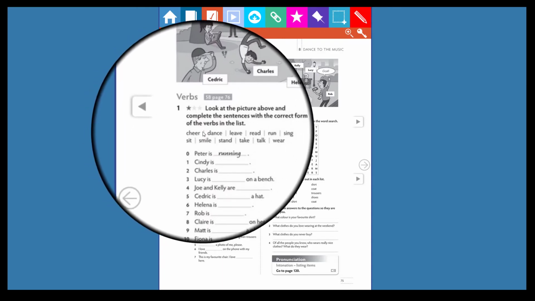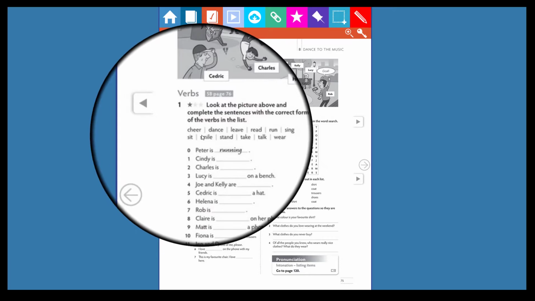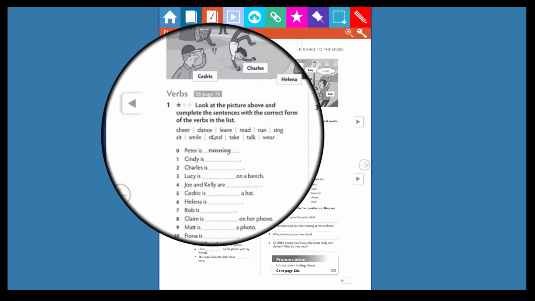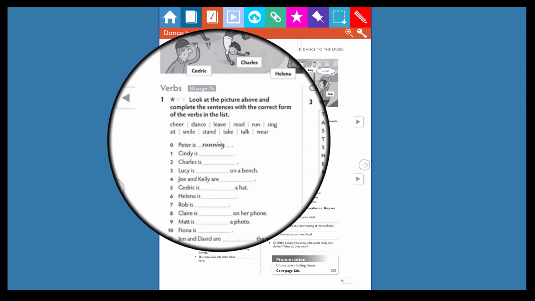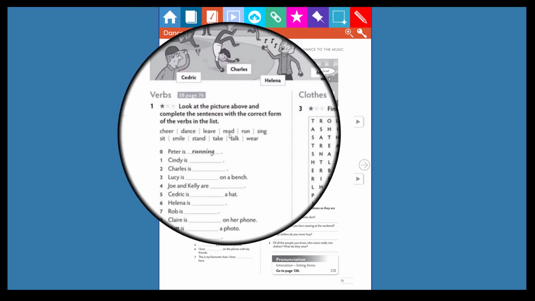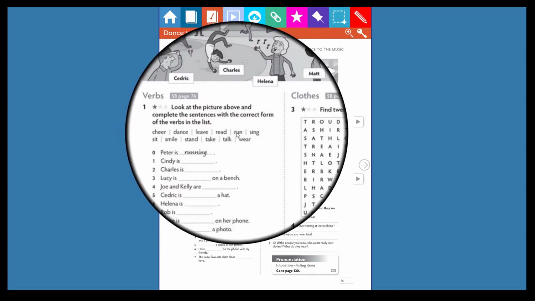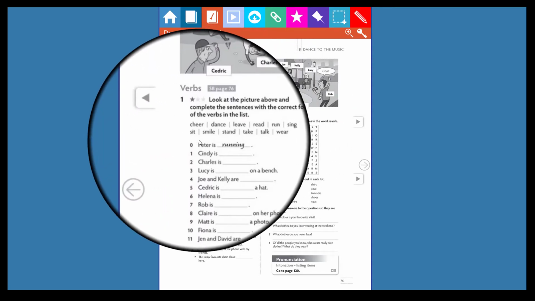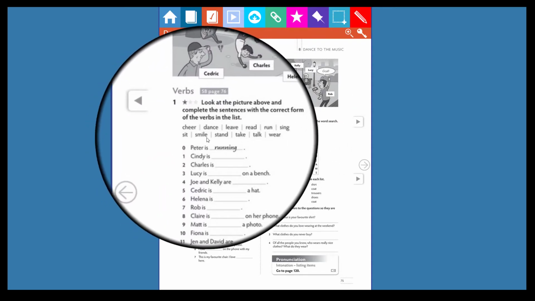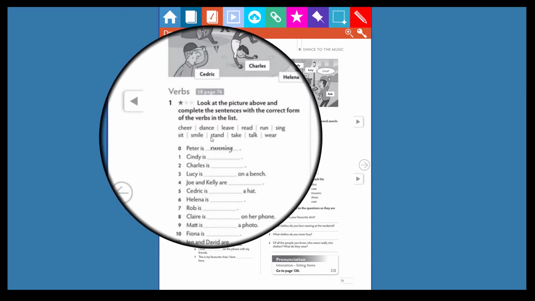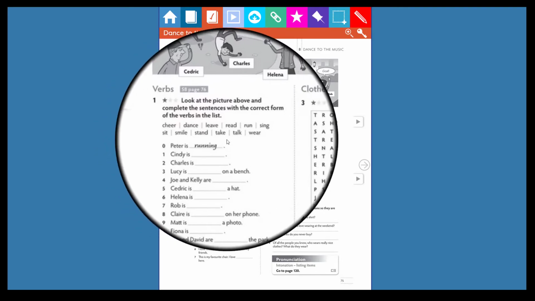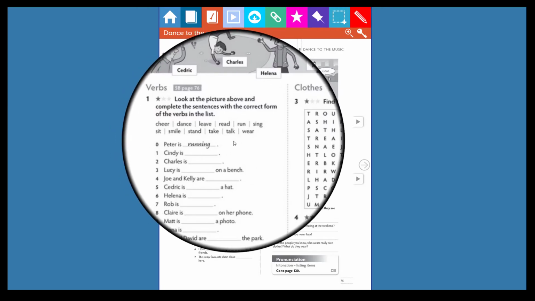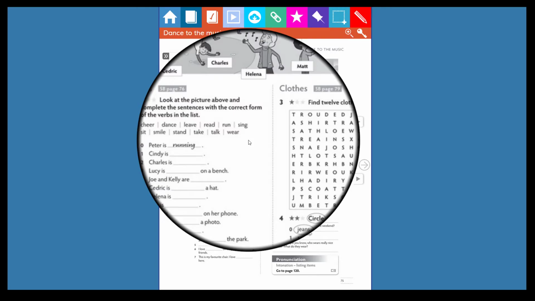The verb cheer in Spanish, alentar, apoyar, dance, bailar, leave, dejar, abandonar, irse. Read, leer. Run, correr. Sing, cantar. Sit, sentarse. Smile, sonreír. Stand, estar de pie. Take, tomar. Talk, hablar. And wear, vestir.